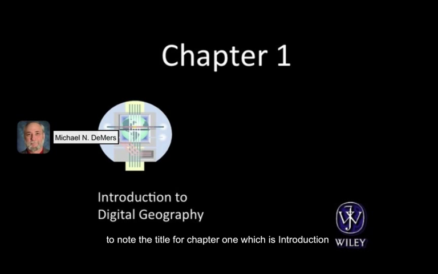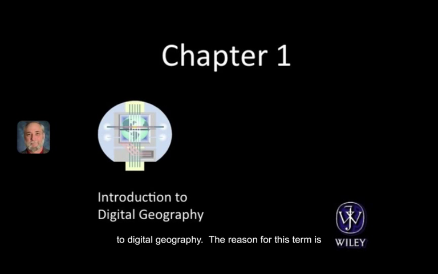You might find it interesting to note the title for Chapter 1, which is Introduction to Digital Geography. The reason for this term is that GIS is in fact a digital version of everything we've learned in geography over the past 2,500 years. And basically it's been encoded inside the computer at this point and now constitutes what we know of as GIS software.